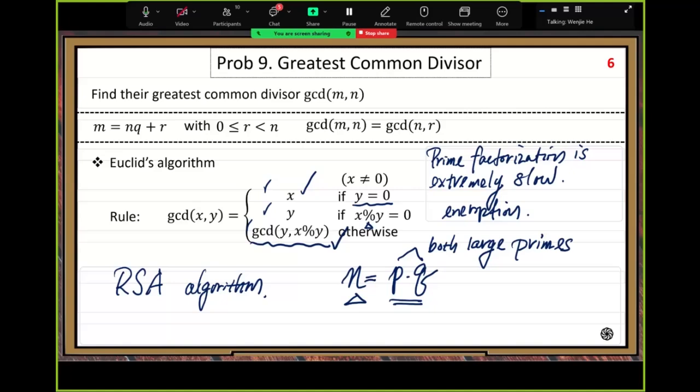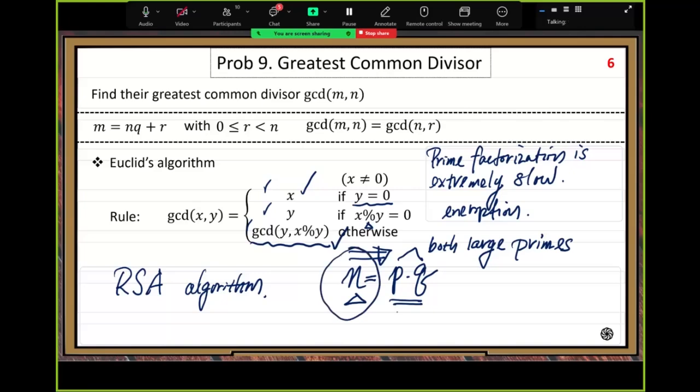But when you go the opposite way, when you are given n and need to do prime factorization to find p and q, it is extremely slow. How slow? In number of months or years, that level. This RSA algorithm is designed based on this large number.